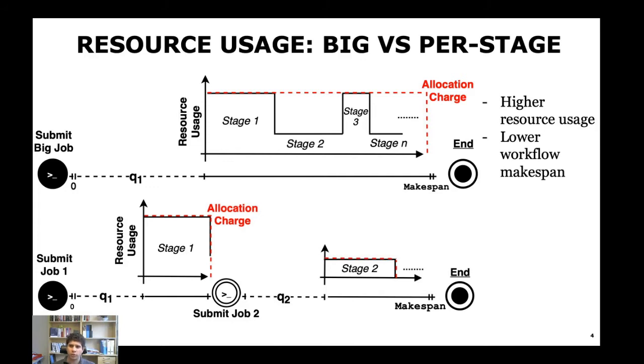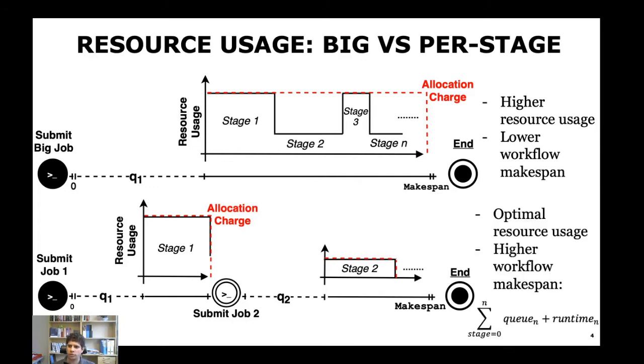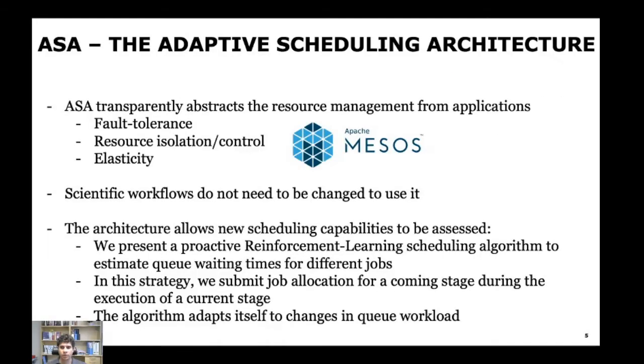In this strategy, the workflow fares the most optimal resource usage, but it may end up with higher workflow makespans, which is the summation of all stage run times plus all the additional interstage queue waiting times that happen during the workflow execution. To combine the optimal total workflow resource usage of the per-stage strategy, together with the lower makespans of big jobs, we propose ASA, the Adaptive Scheduling Architecture.